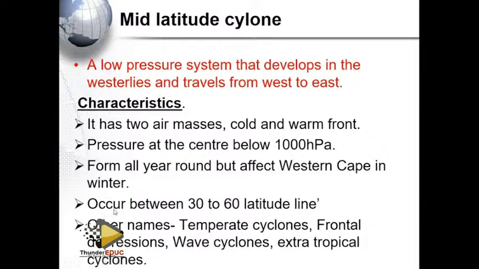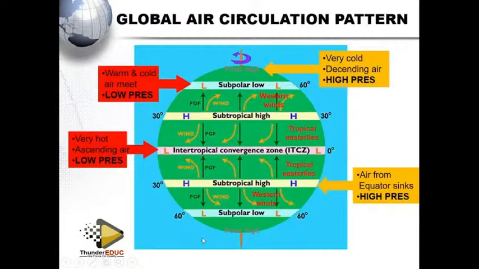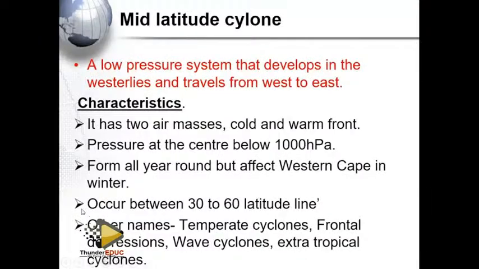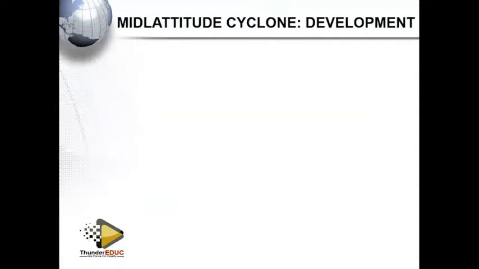All right. Then we also say that it occurs between 30 and 60. We have noted it's a mid-latitude cyclone, midway. The mid is here and the degrees are here. Latitudinally, it is located between 30 and 60 degrees north and south of the equator. We go ahead and give the other names. Like I said, it's known as a temperate cyclone, frontal depression, wave cyclone, extratropical cyclone, and so forth. Those are the names that can be used to refer to a mid-latitude cyclone.